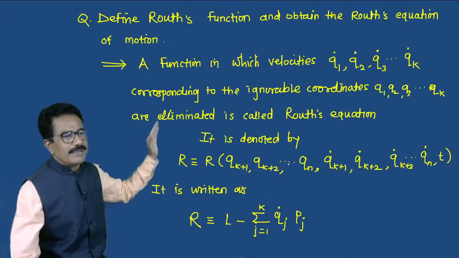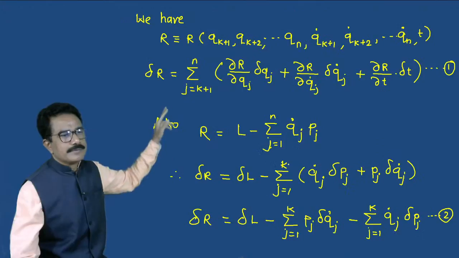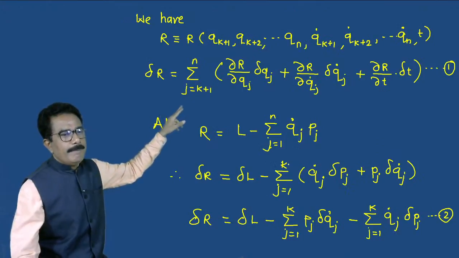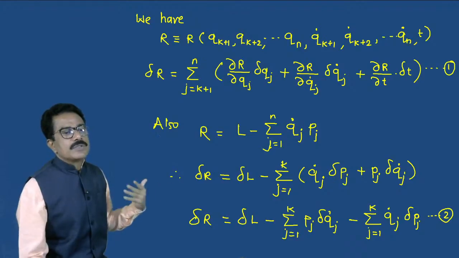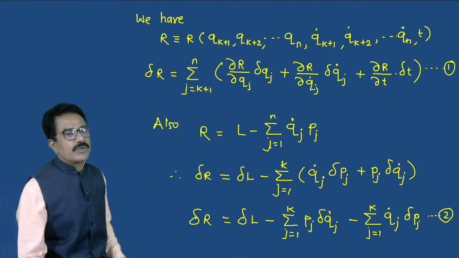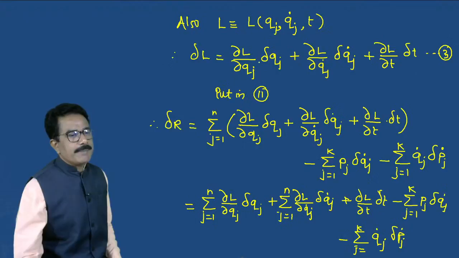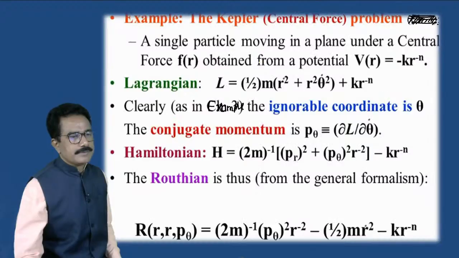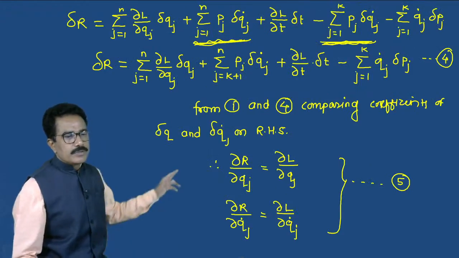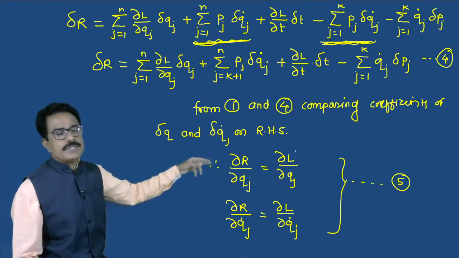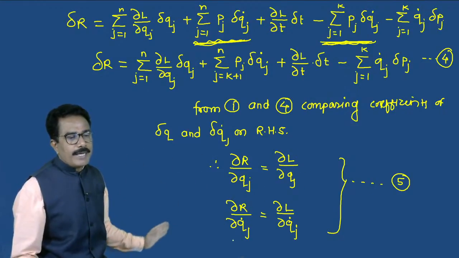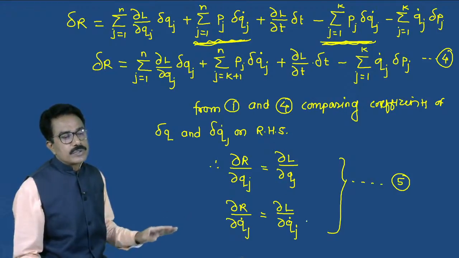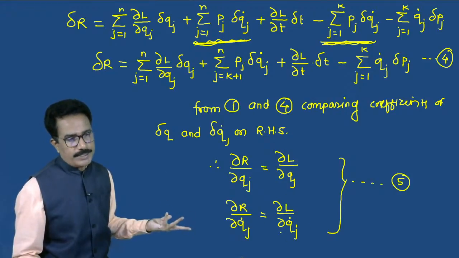Because from equation 1, in equation 1, j is equal to 1 to k. So delta Qj times ∂R̄/∂Qj can be replaced by, so 1 minute. So ∂R̄/∂Qj is equal to ∂L/∂Qj and ∂R̄/∂Qj dot is equal to ∂L/∂Qj dot.